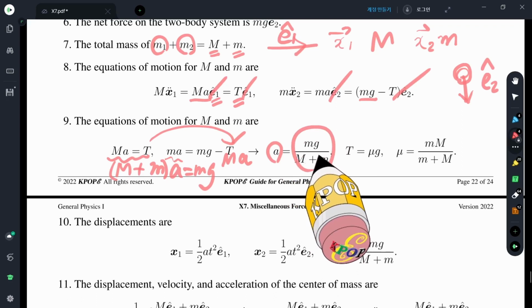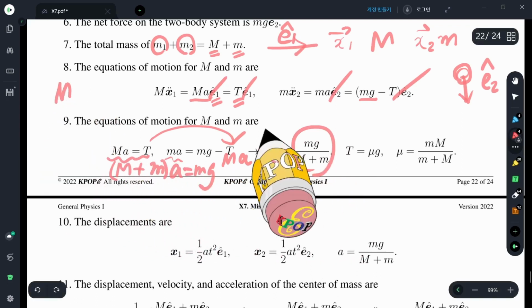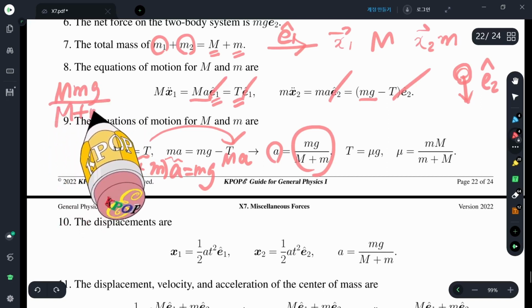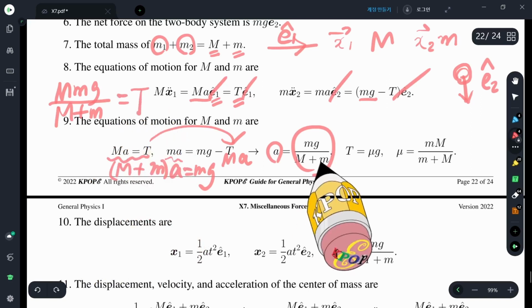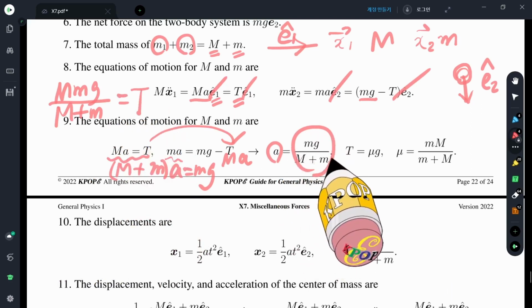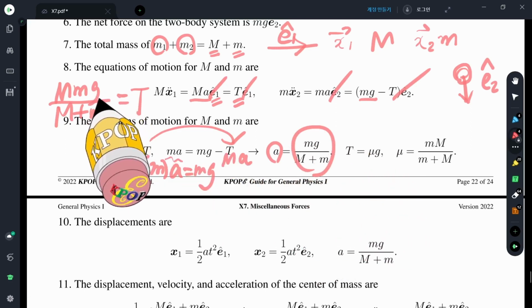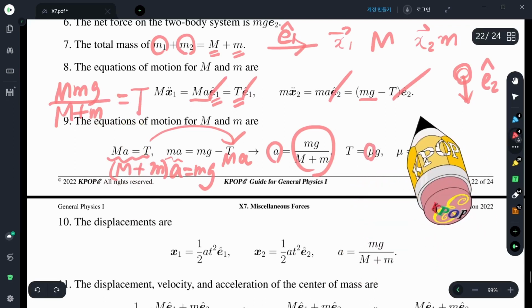If you substitute this acceleration in here, you have M and small m, g over capital M plus the small m. That is tension. So acceleration is this, and tension is not the gravitational acceleration, but gravitational acceleration multiplied by the reduced mass.